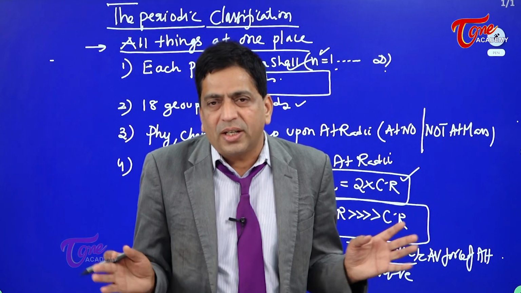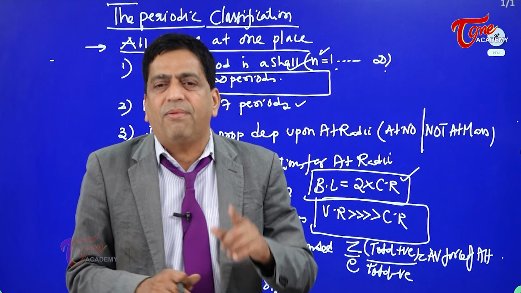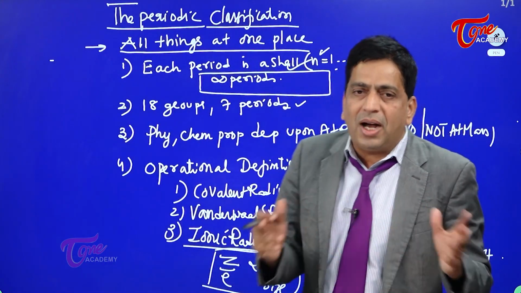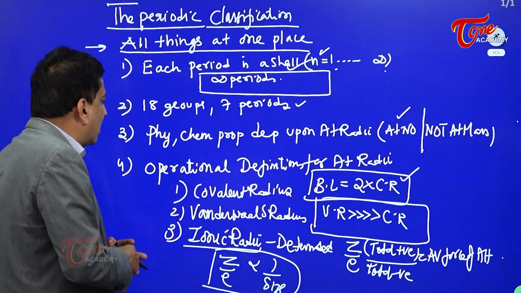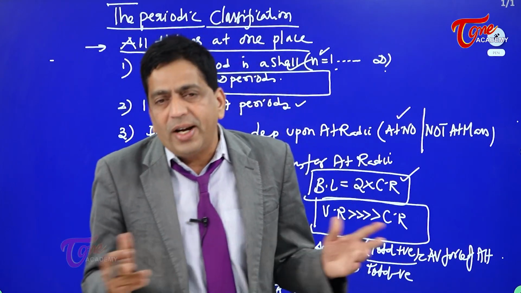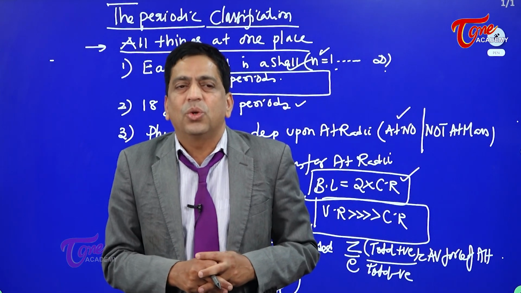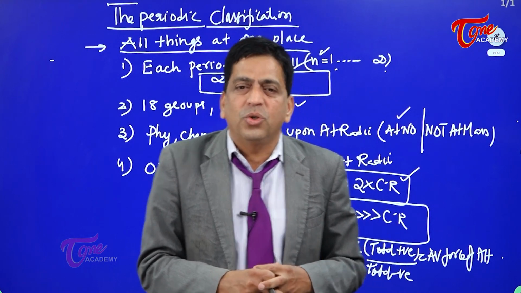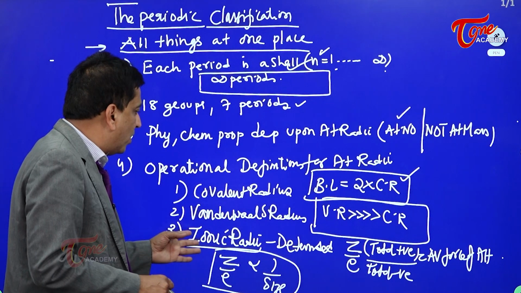And the modern periodic law also says that the chemical and physical properties are functions of atomic number and not the atomic mass, you must understand. Also, the most critical thing in the periodic table is atomic radii. Straight away we can't measure atomic radii because it is purely idealistic. So we go in for operational definitions, and the operational definitions are covalent radius, van der Waals radius, ionic radius.